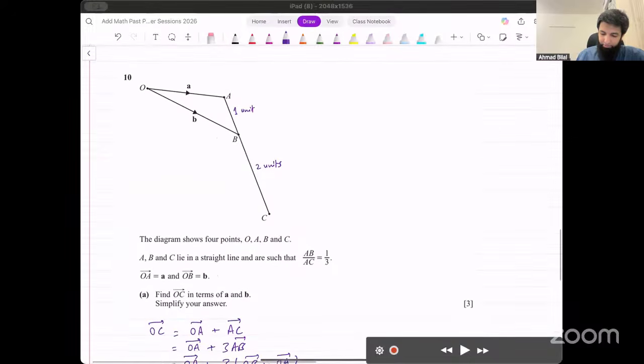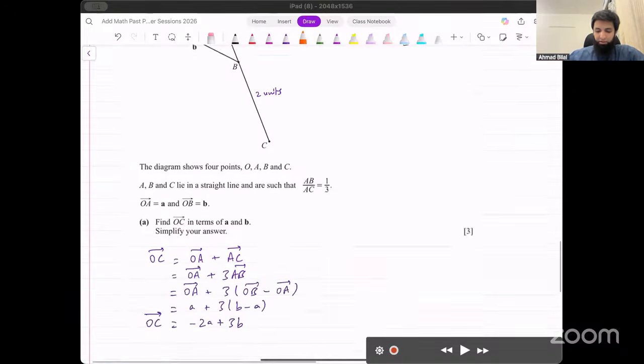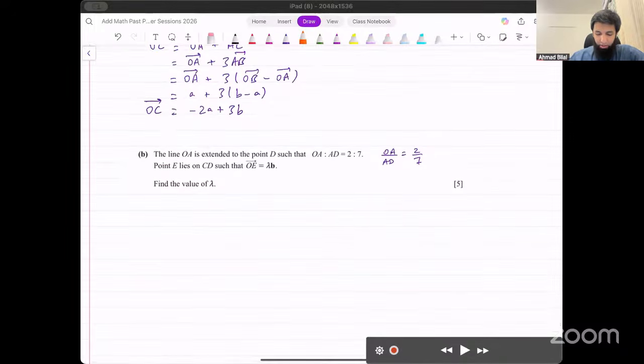OA is extended. Now it'll help if you just draw it here. If OA is 2 units, then AD is 7 units. So there's a point far away from A. So just extend this. Use a ruler for this. That will make it easier to understand what's happening. So maybe here somewhere you have this point D. This point is such that if this is 2 parts, then this is 7 parts. In total, that's 9 parts. All right, that is one piece of information that's given now.